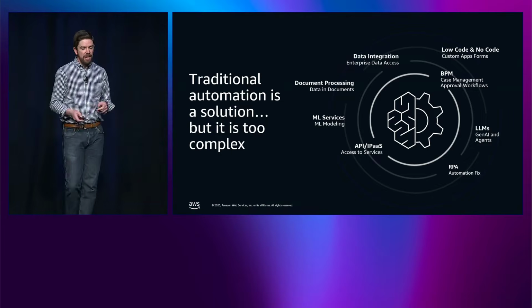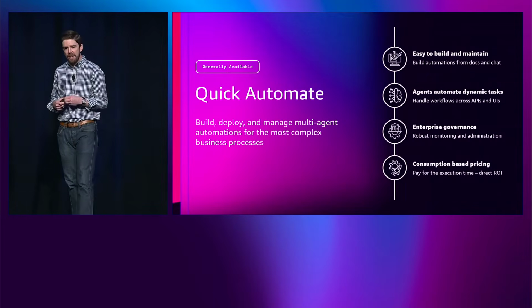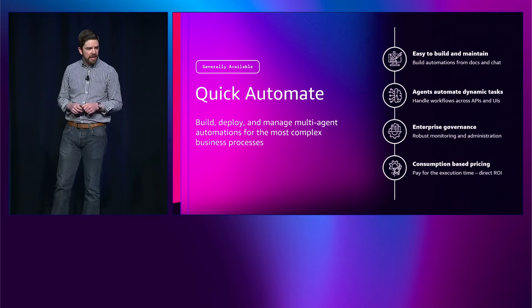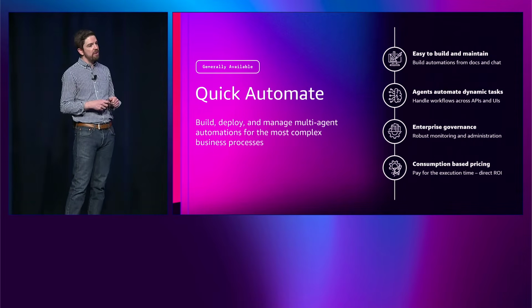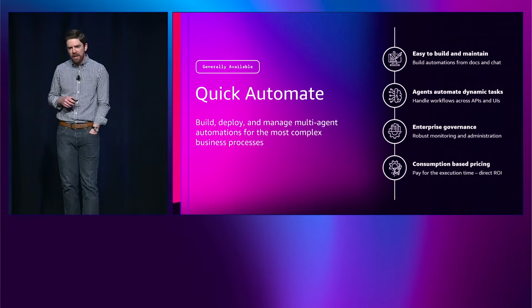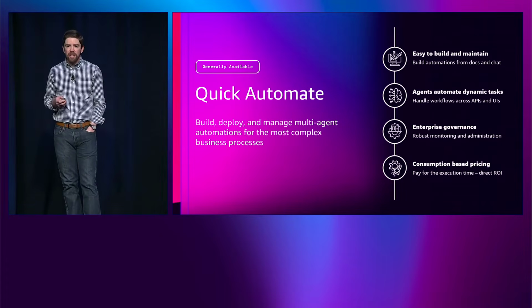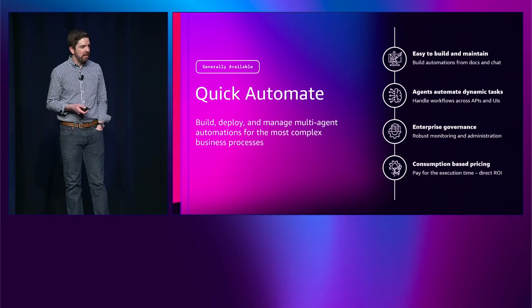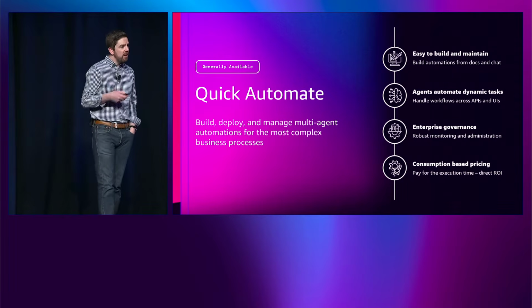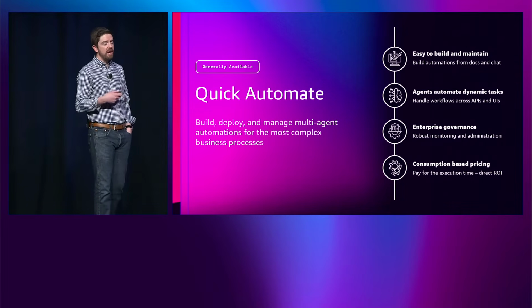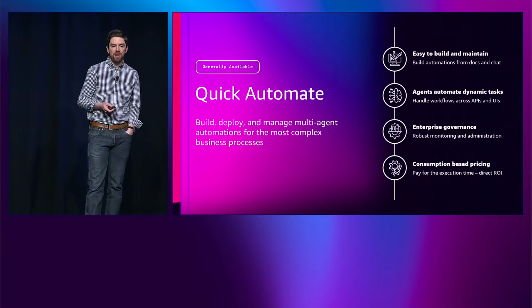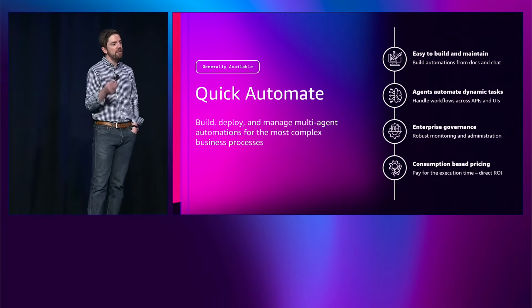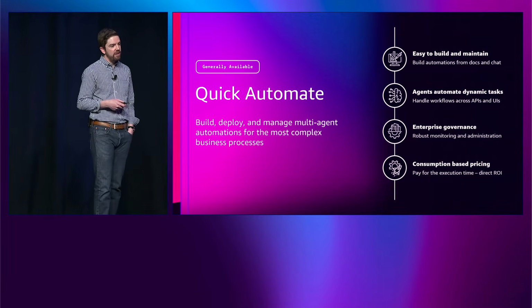Quick Automate is an amazing solution that we launched inside of Quick Suite that allows you to build, deploy, and manage multi-agent automations for your most complex business processes. So we start with an agent that helps you build and maintain the automation. You can describe your process. If you have an SOP, or standard operating procedure, you can upload that to our automation agent, and it will help you scaffold out that entire workflow.